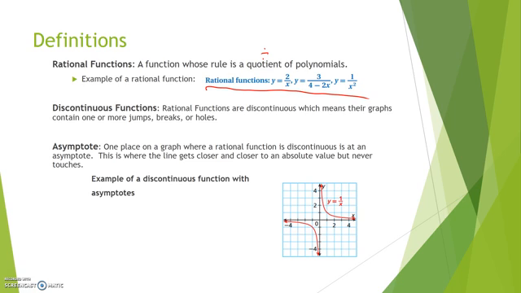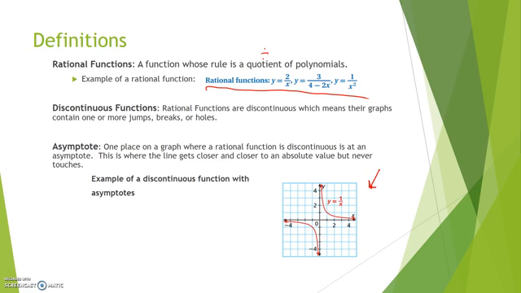Another thing you're going to maybe recognize in this section is discontinuous functions. And that's when rational functions are discontinuous, which means their graphs contain one or more jumps, breaks, or holes. So if we look at this graph down here at the bottom, there is a break between these two graphs right there at y. Notice there's no graph taking place at 0 here on the y-axis. So that's where you would have discontinuity happening, where there's a break or a hole.